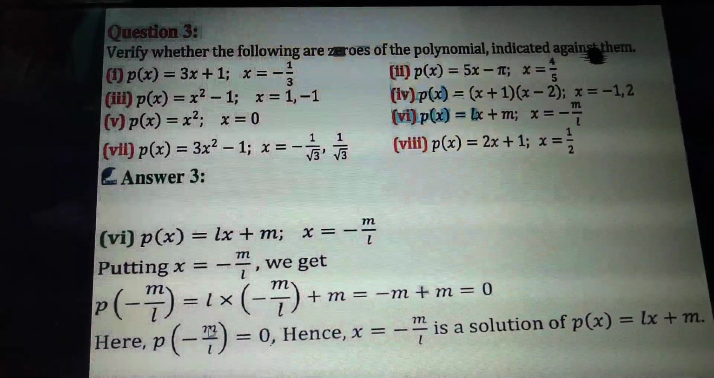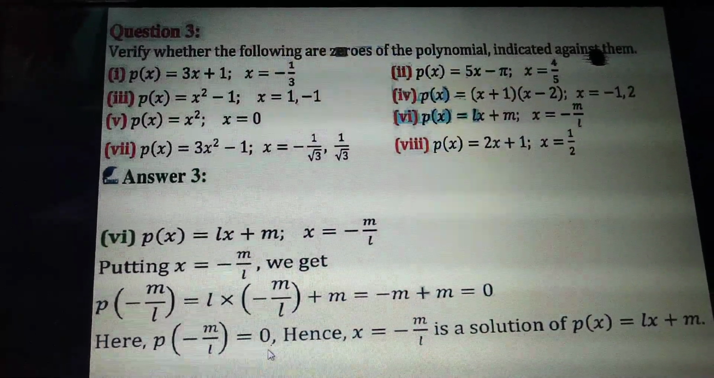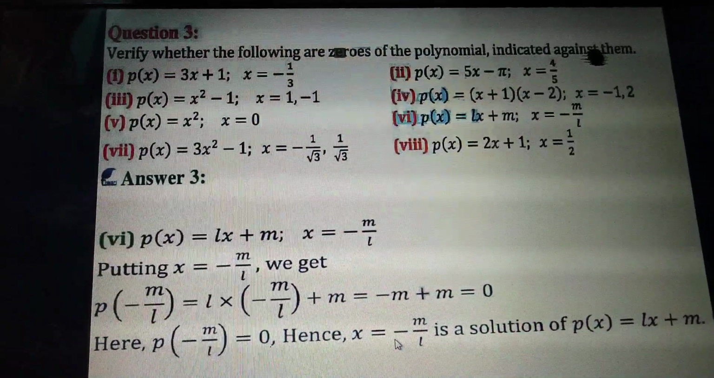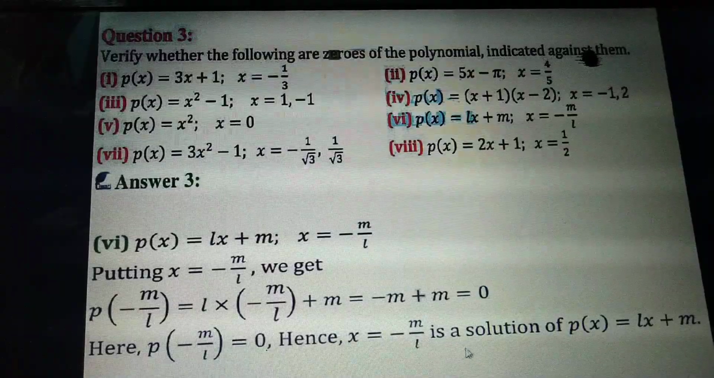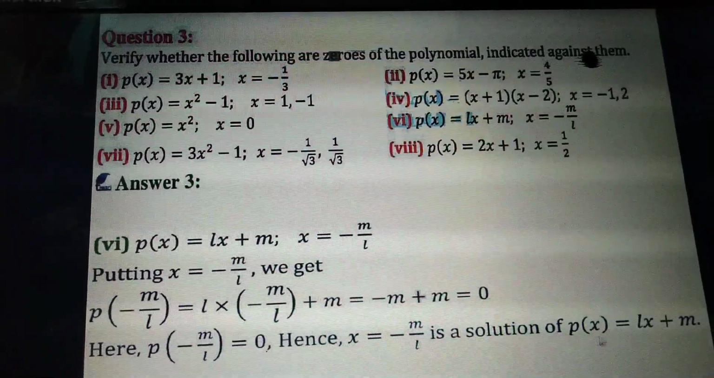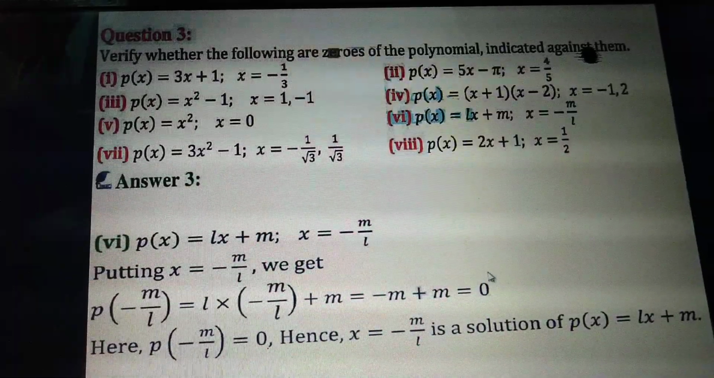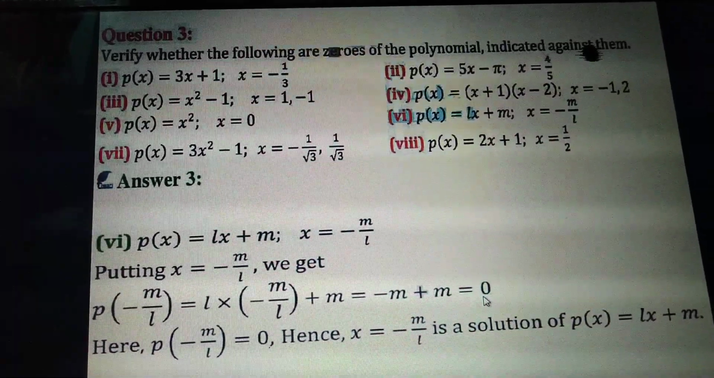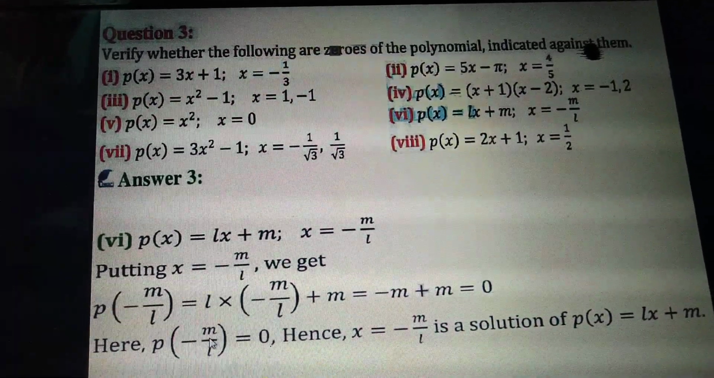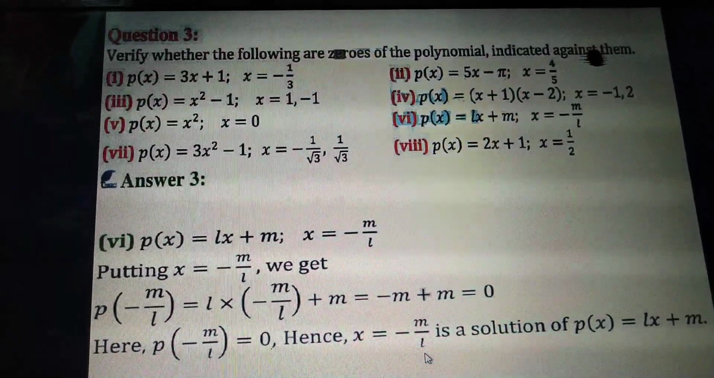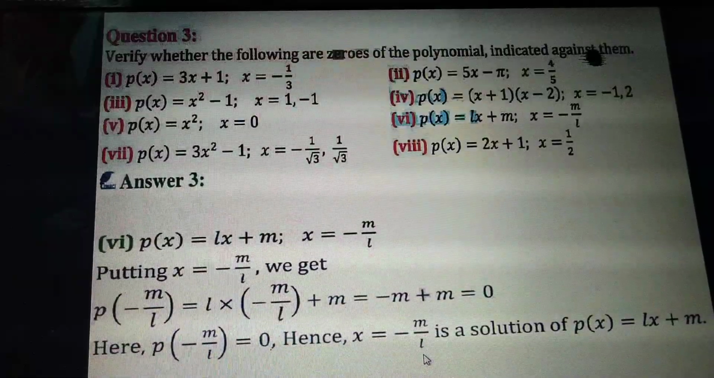Here P of minus m by L is equal to 0. Hence x equal to minus m by L is a solution of P of x equal to Lx plus m. Here we got the answer is 0. That's why P of minus m by L is equal to 0. Hence, x equal to minus m by L is a solution of P of x.